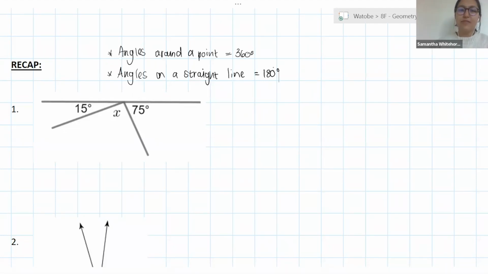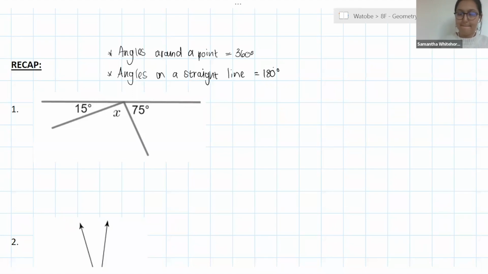Maybe if you guys are ready, have a look at this first one, and then you can raise your hand or put it in the chat. Someone can give me the value of X. And remember, as Yolanda said, we always need a reason. So your value for X and your reason.